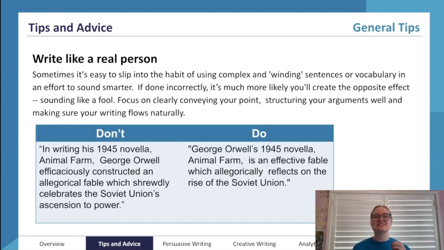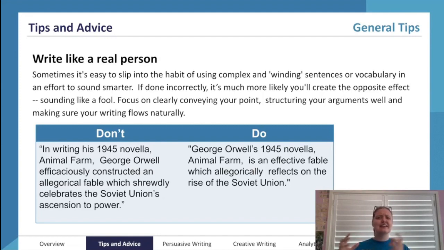So the number one rule is to focus on clearly conveying your point, structuring your arguments well, and making sure that your writing flows naturally. The golden rule of writing in English is clarity over complexity. You can write the most beautiful paragraph with long, winding sentences and beautiful prose and really long, kind of complex, flowery vocabulary. But if whoever is marking your work can't actually figure out what your argument is or what sort of message you're trying to share in your story, then you're not going to get a good mark. And at the end of the day, you need to be making those arguments clear first. You need to be ensuring that they are the clearest part of your writing.